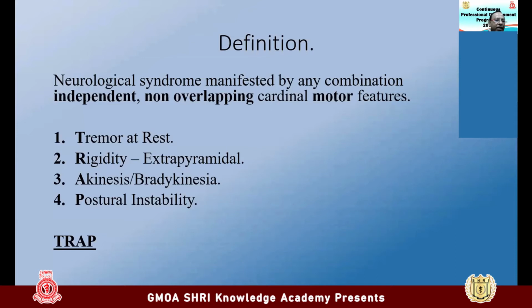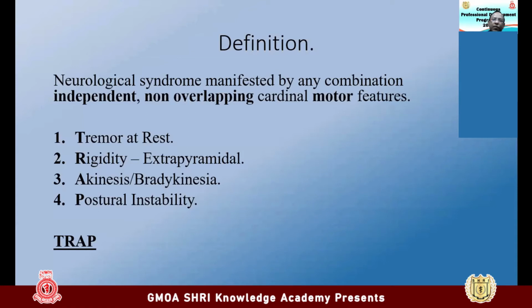The third feature is akinesia or bradykinesia. I would like to use the most correct term, which would be bradykinesia. Kinesia means movements, brady is slow. So the term would be slowness of movements. Sometimes in very advanced disease, they have akinesia as well. The fourth feature, they say, is postural instability. How do you know postural instability? They have frequent falls. So that is difficulty in walking.